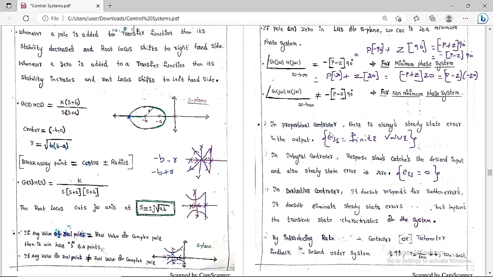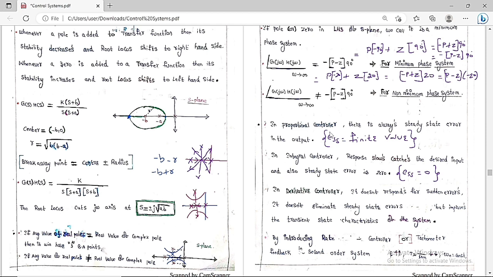This one you always have to keep in your mind: the response is going to very slowly catch the desired input. So in the case of the integral controller, the response slowly catches the desired input. The desired input is nothing but the desired output that we require. And the steady state error is always equal to 0 in the case of the integral controller.